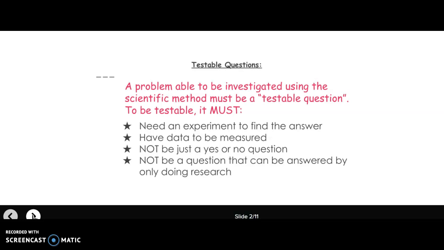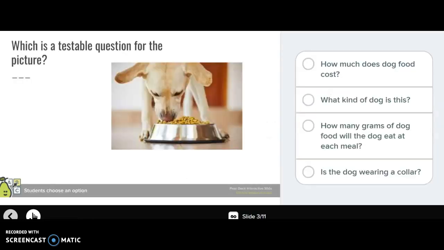You have data to be measured. It's not just a yes or no question, and it's not just a question that can be answered by only doing research. So it has to be something that needs a test in order to get an answer.